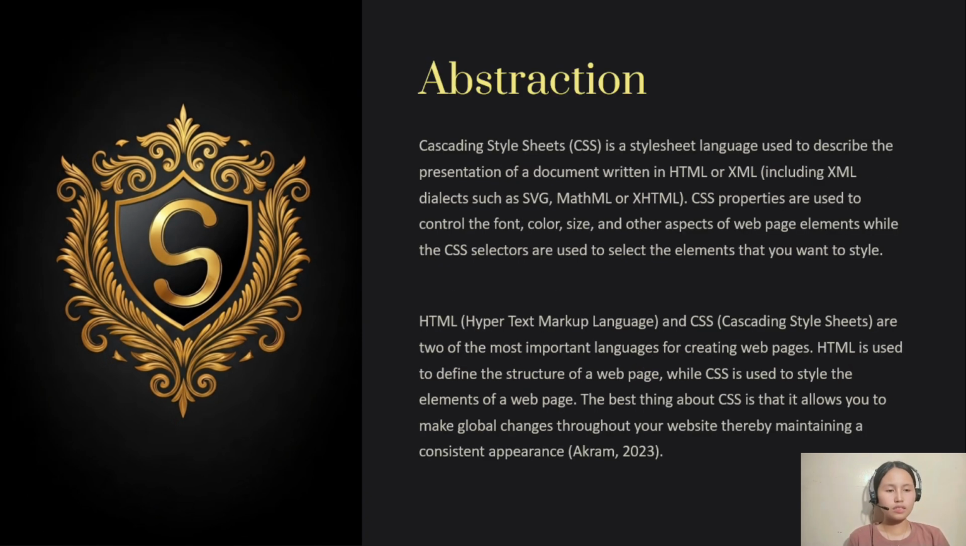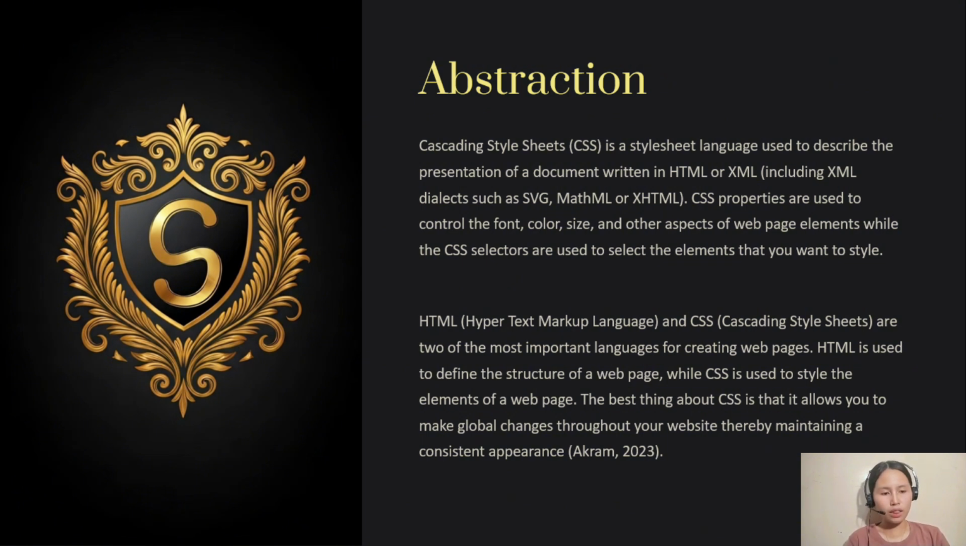Cascading style sheets, or CSS, is a style sheet language used to describe the presentation of a document written in HTML or XML, including XML dialects such as SVG, MathML, or XHTML. So CSS properties are used to control the font, color, size, and other aspects of web page elements, while the CSS selectors are used to select the elements that you want to style.